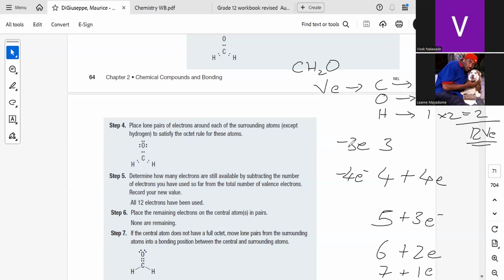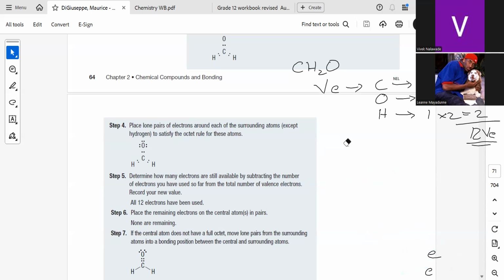Is this clear why carbon has maximum bonding capacity? That means your carbon will be the central atom. Then you draw the other three atoms next to each other. Now from the 12 electrons that you have, you will give one pair in between each atom.